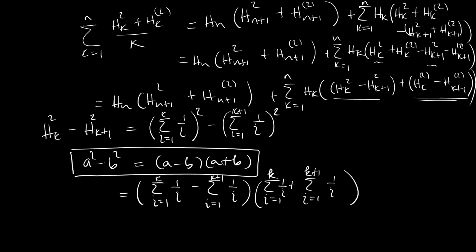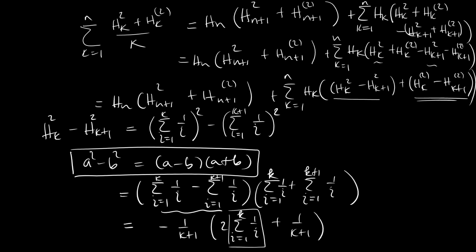So we can see here we are left with negative 1 over k plus 1, and here we are left with 2 summation up to k, i equals 1, plus 1 over k plus 1. Now this part here is the same as hk, so this is the same as negative 1 over k plus 1 to hk plus 1 over k plus 1.